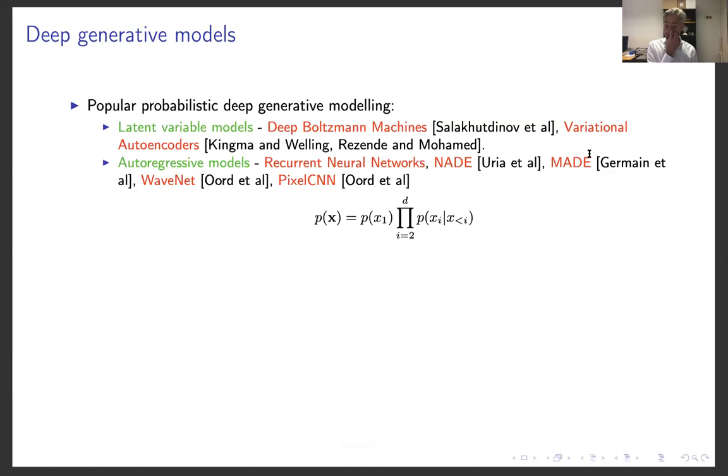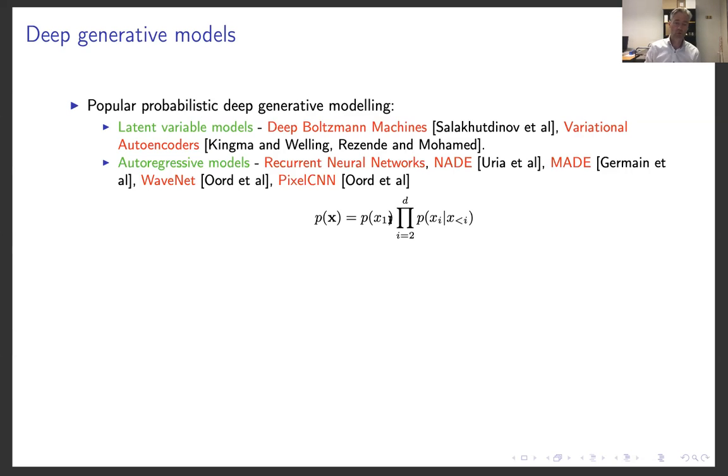Then we have autoregressive models. In autoregressive models, we use the chain rule of probability to write the joint distribution of all our dimensions as this kind of chain of conditional probabilities. And of course, we can choose any order we want. This is just the natural order here, but we can have any order we want.